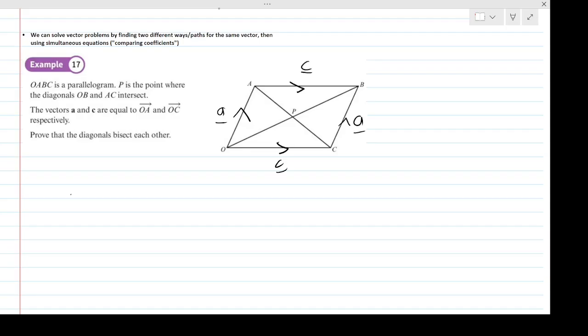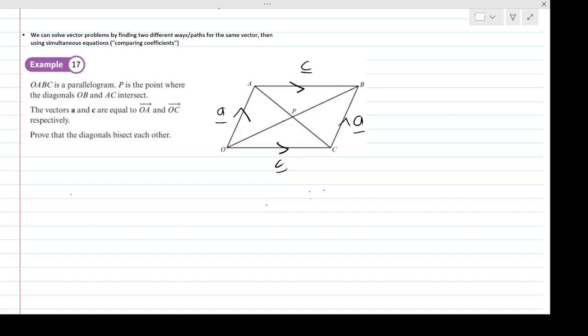Now, that's really all we're told. Prove that the diagonals bisect each other, which basically means they intersect at the midpoint. We can see that here. The diagonal OB is there. We can see that P is halfway on OB, and likewise the diagonal AC, we can see it's halfway to P. So visually it makes sense, but obviously we need to prove it mathematically. So we need to show that they both intersect at the midpoint on the lines. So how on earth are we going to do that?